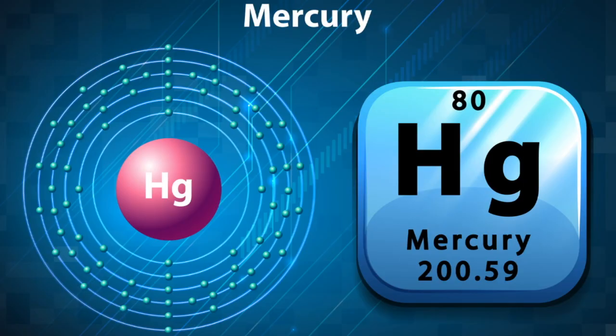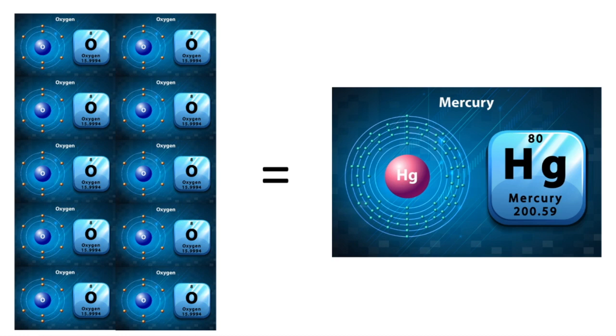Mercury has the atomic number 80. That means that there are 80 protons and 160 neutrons in the nucleus and 80 electrons orbiting around it in the shell. So we can see that the 10 oxygen atoms on the left side of the equation are, in terms of the form and number of the building blocks, identical to the form and number of the building blocks in a single mercury atom on the right side.